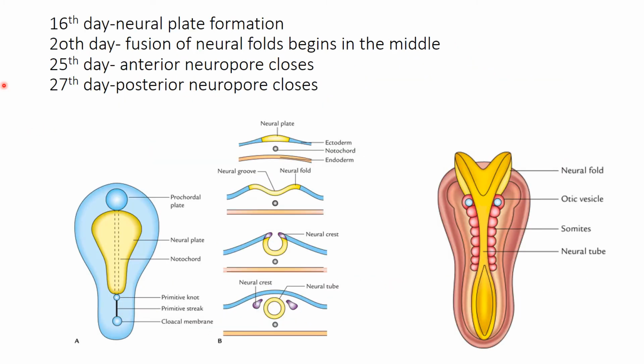To summarize the formation of the neural tube, on the 16th day of intrauterine life, there is formation of the thickened ectoderm in the midline called the neural plate. By the 20th day of intrauterine life, the neural folds start to fuse in the middle of the developing embryo. By the 25th day, the anterior neuropore closes. By the 27th day, the posterior neuropore closes, thus forming a complete neural tube.